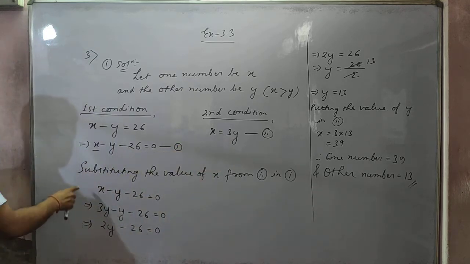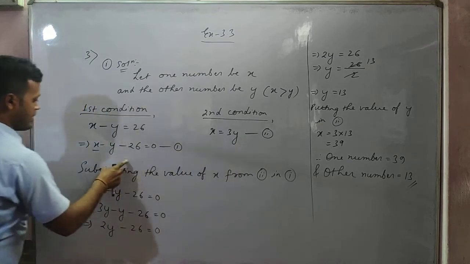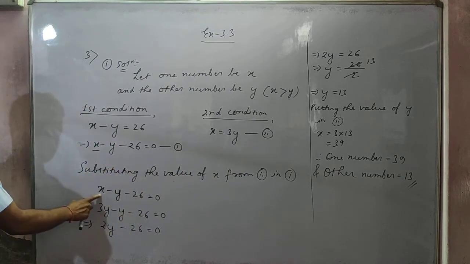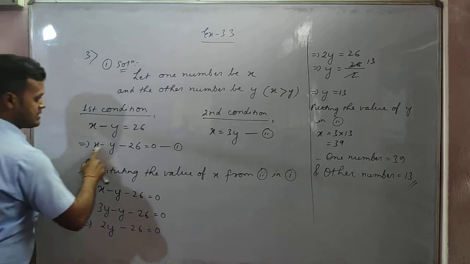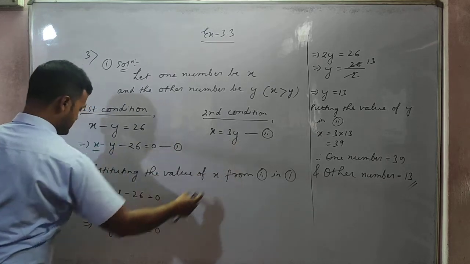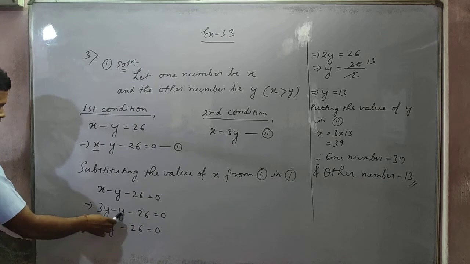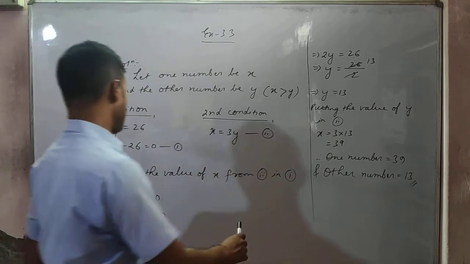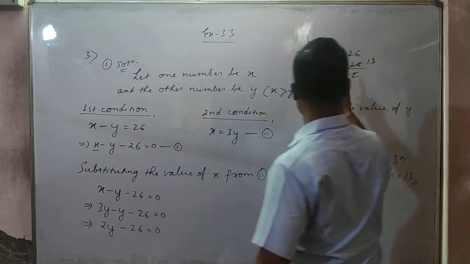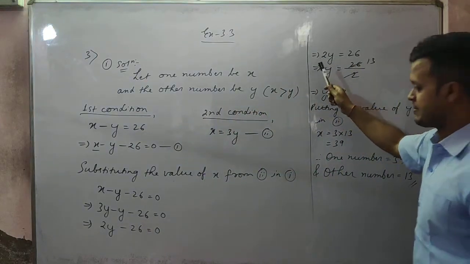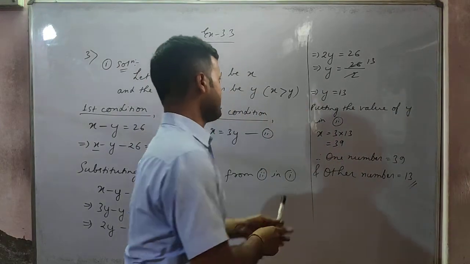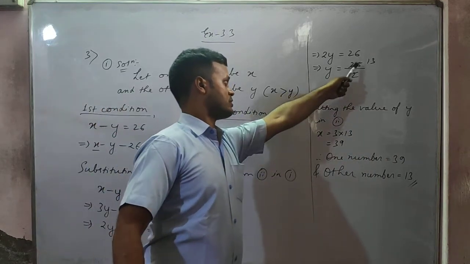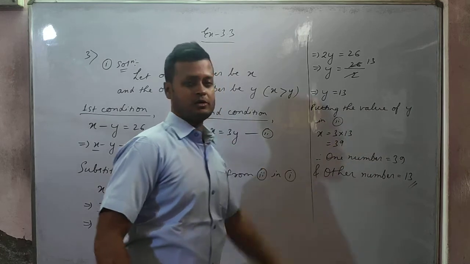So the first equation I wrote, x minus y minus 26 is equal to 0. In place of this x, I wrote the value of x, 3y. 3y minus y will be 2y. So 2y minus 26 is equal to 0. Minus 26 I will take to the other side, it will become plus 26. 2 is multiplied here, so if I take it to the other side, it will get divided. So cancel 26 with 2, 13. So y is equal to 13.